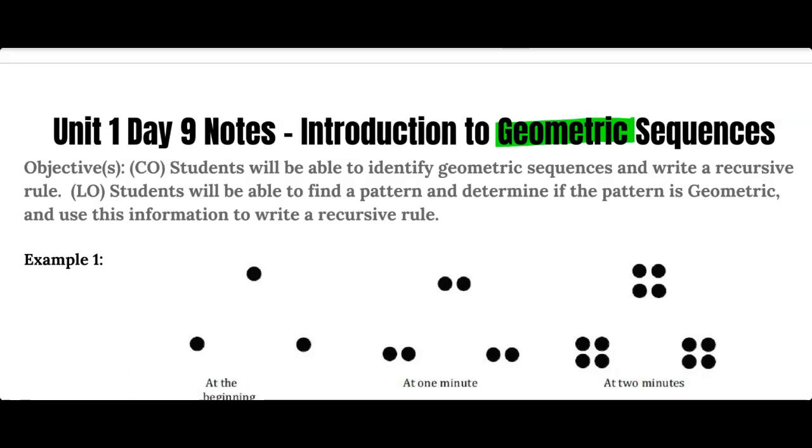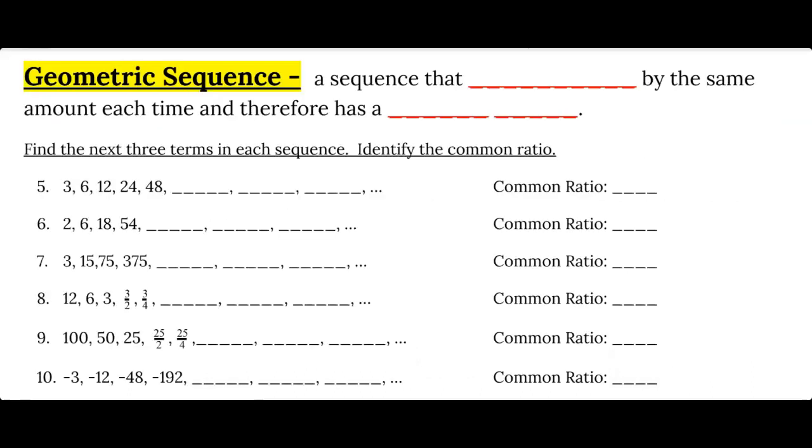So students will be able to identify geometric sequences and write a recursive rule. You will be able to find a pattern and determine if the pattern is geometric, and then use this information to write a recursive rule. So we are actually going to skip the first page and go right to the back. We'll do that first page tomorrow in class, or Monday in class rather. But for this first part, we're just going to go ahead and fill in these notes.